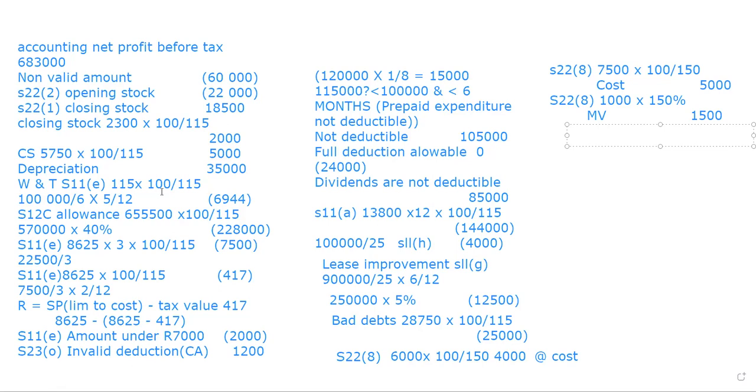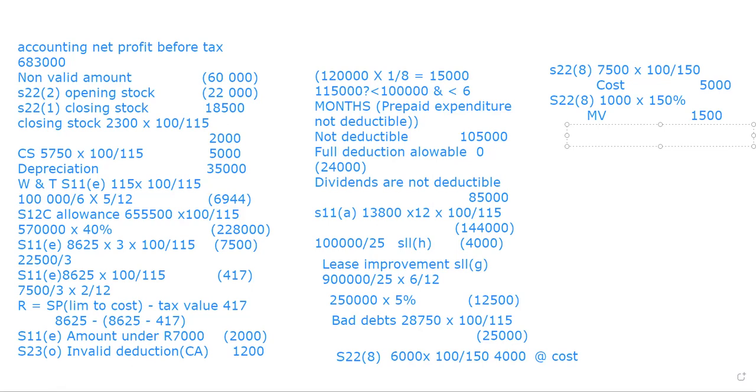Let me see. Have a look at it. So plus 417 minus 417 minus 2,000, plus 1,200, plus 5,000.